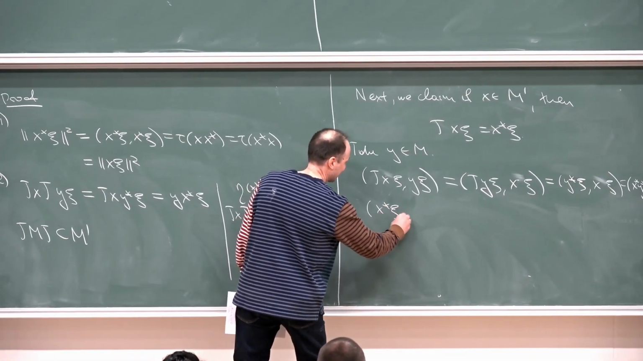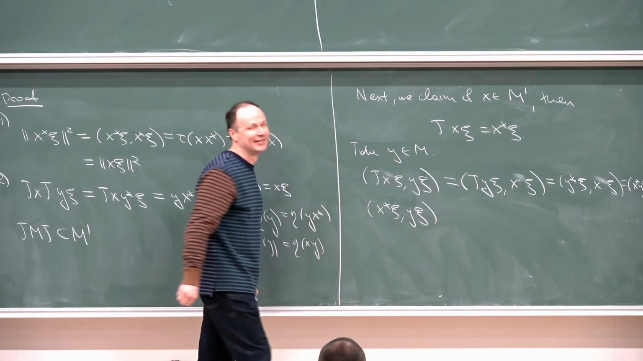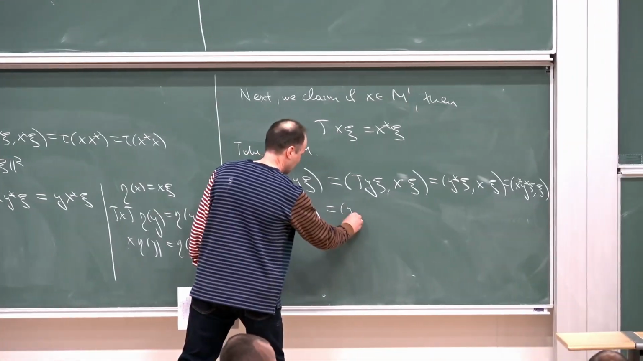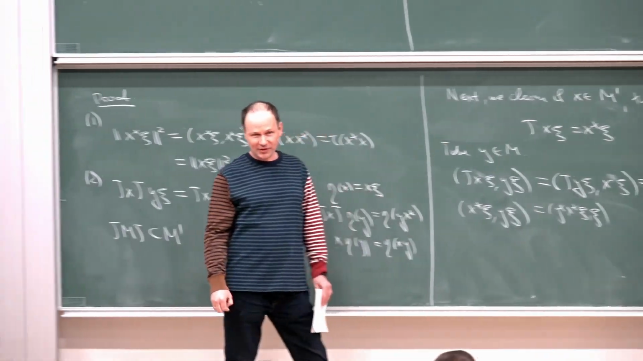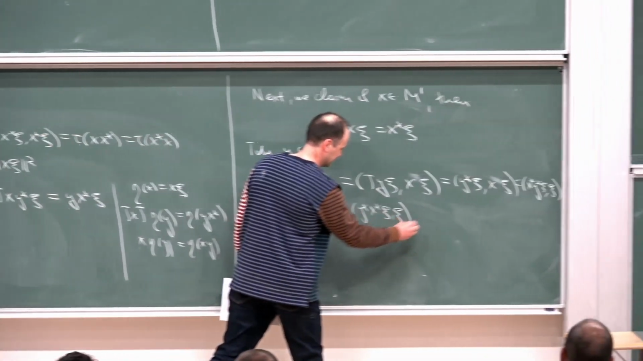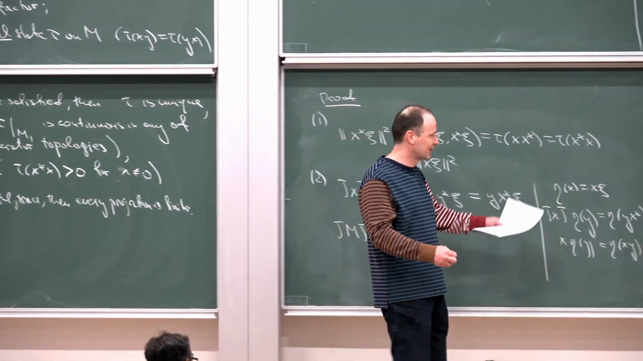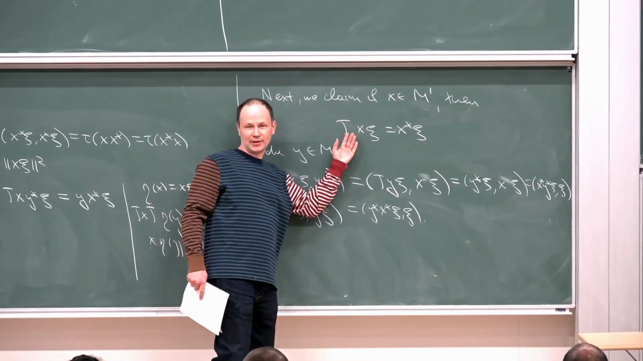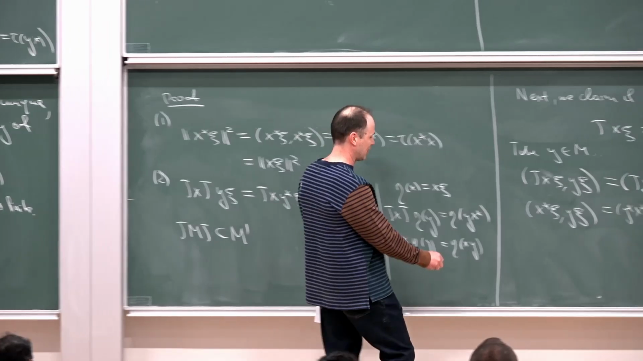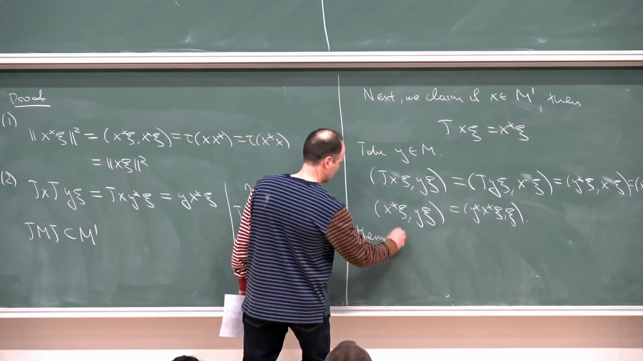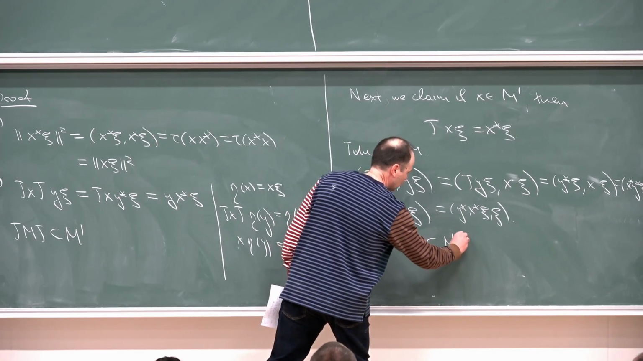Now, if we take x star psi and y psi, then we get that this is the same as y star x star psi, and these are the same things because x and y commute. So therefore, we get what we wanted. That J looks exactly the same as before, and so for exactly the same reason we had this property, we get that J M prime J is contained in the double commutant of M, which is M.